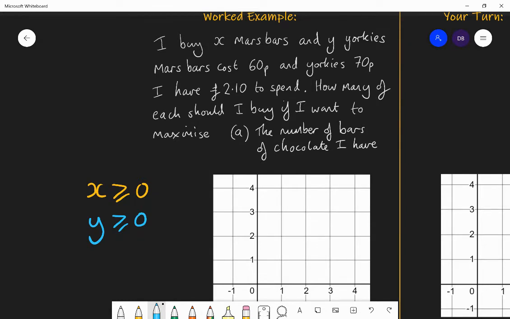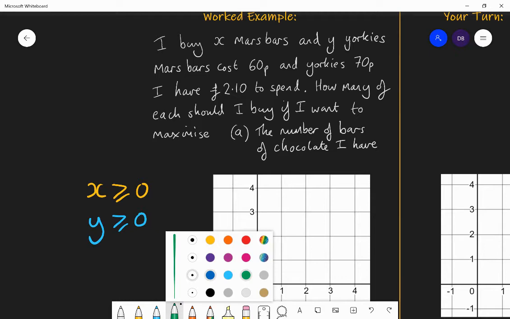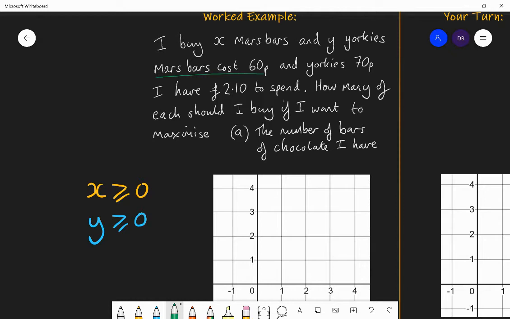Next, I get some information about how much money I can spend, and that constrains how many Mars bars I can buy. I can't buy 1,000,000 Mars bars because I don't have that much money, unfortunately. So, based on the information that Mars bars cost 60p and Yorkies 70p, and that I have £2.10 to spend, I can create another constraint. If Mars bars cost 60p, that means x Mars bars will cost 60x. If I had 0 Mars bars, it would be 0 60s. 1 Mars bar would be 1 60. 2 Mars bars would be 2 60s, etc.